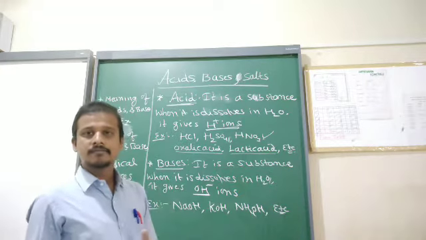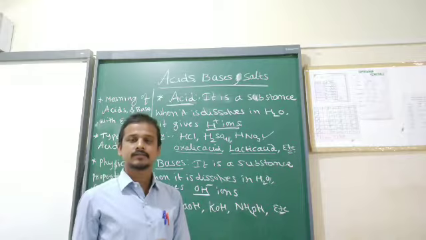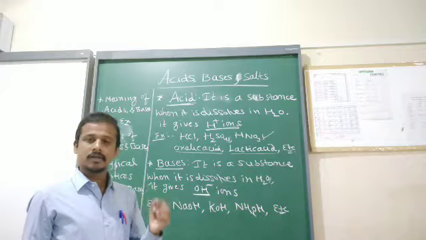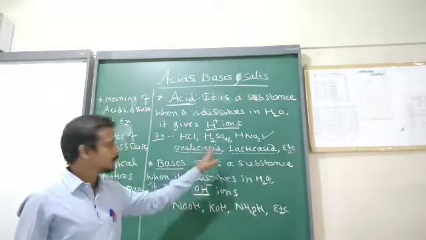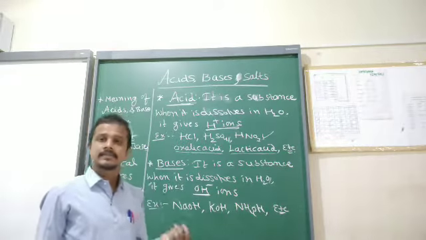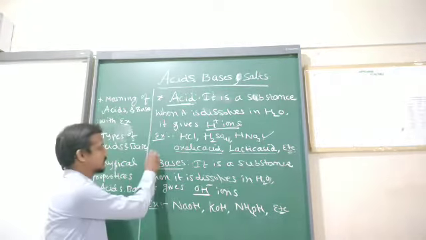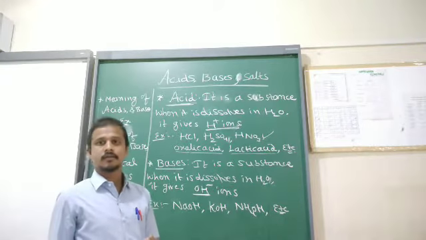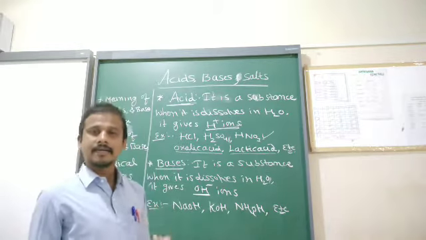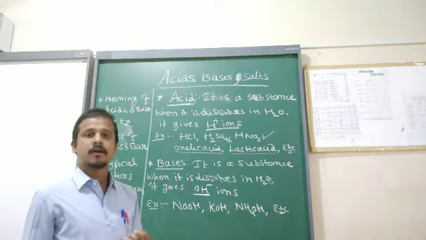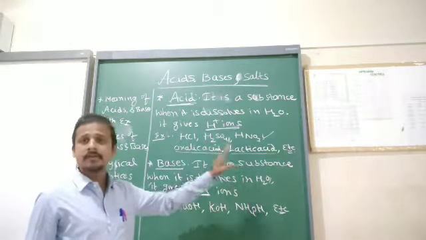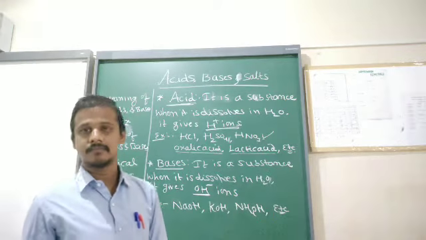So acids can be classified into two categories. One is organic acids, the second is inorganic acids. Organic acids are oxalic acid, lactic acid, malic acid, tartaric acid, citric acid. Citric acid is present in lemon, which you use for making food. Tartaric acid is present in tamarind. So these types of acids are present, and they give different tastes.